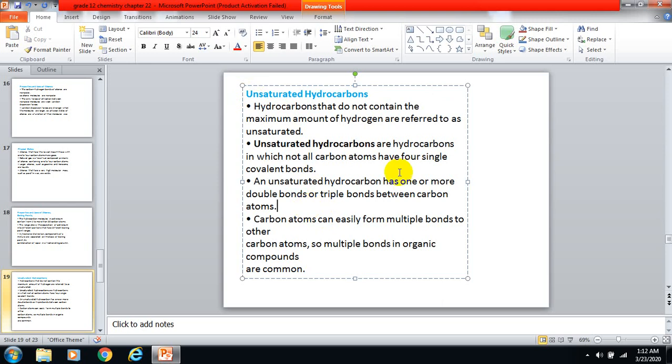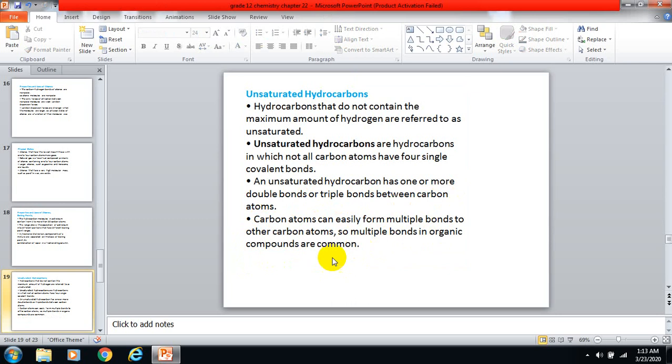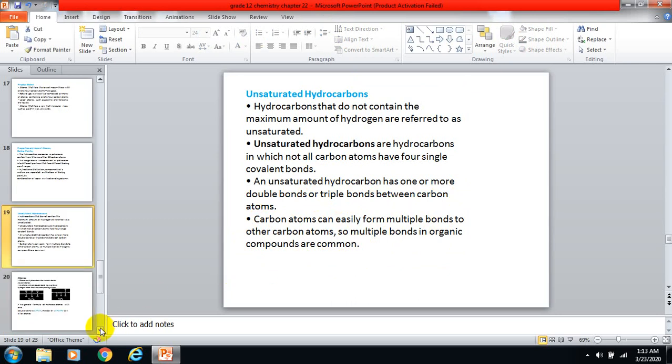Until now we discussed only single bonds. Most of them contain many hydrogen atoms. Here we don't have as many hydrogens, and the bonds change from 1 to 2 or 3, triple bonds between carbon atoms. Carbon atoms can easily form multiple bonds to other carbon atoms. So multiple bonds in organic compounds are common. It is a very interesting topic, by the way.